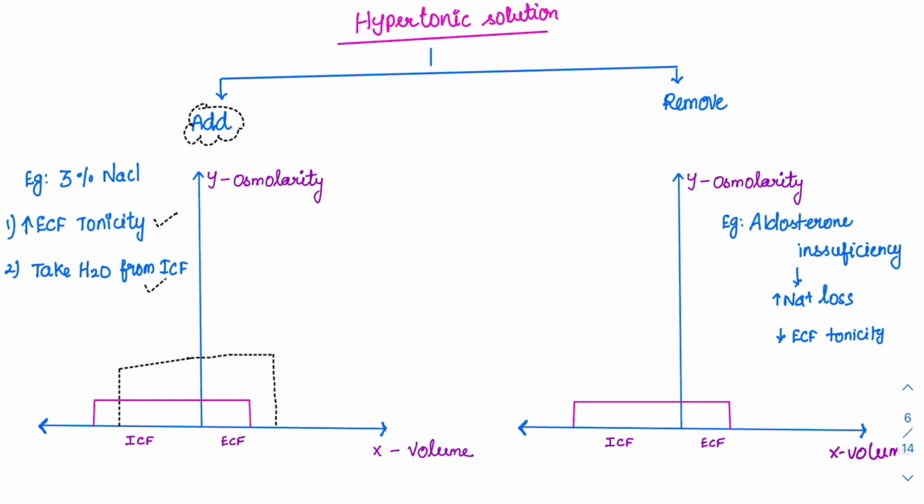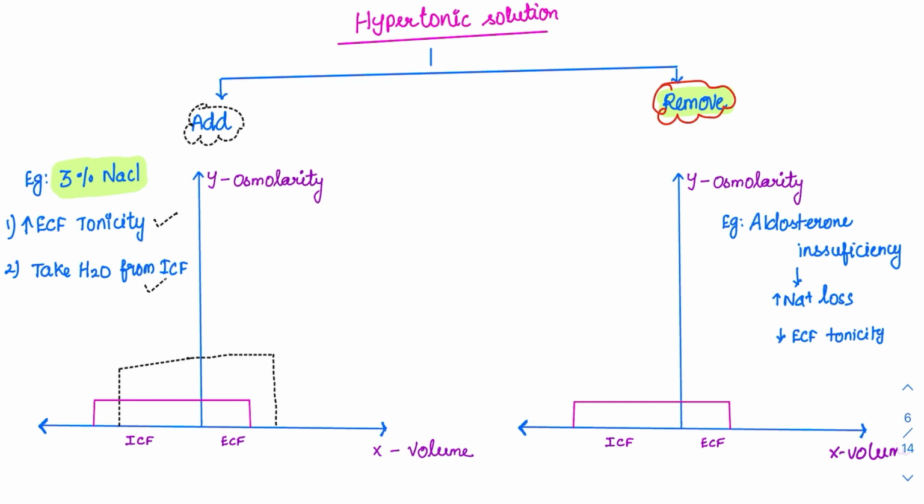Now we will remove the hypertonic solution. How will you remove the hypertonic solution? For the example of adding a hypertonic solution, we forgot to mention, it is 3% NaCl. That is a hypertonic solution. Then removing a hypertonic solution, what is that? Basically we have to remove more of the salts.